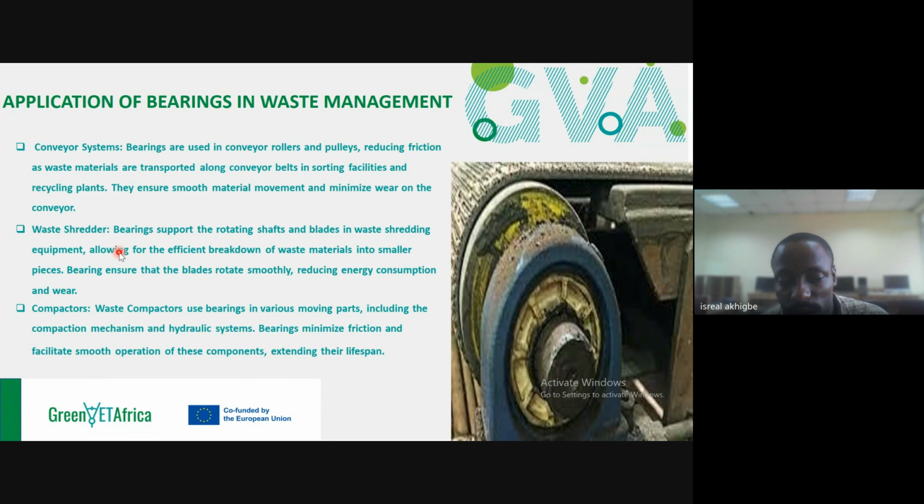Compactors, waste compactors use bearings in various moving parts, including the compaction mechanism and hydraulic system. Bearings minimize friction and facilitate smooth operation of these components, extending their lifespan. Once friction is so great in waste processing and recycling equipment, it will reduce the lifespan. Heat, wear and tear will be experienced too often on that machinery, and before long it will break down.